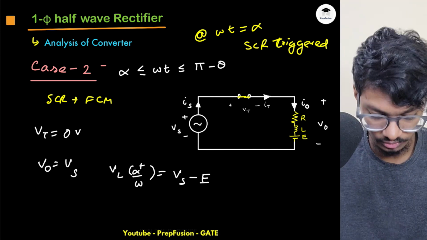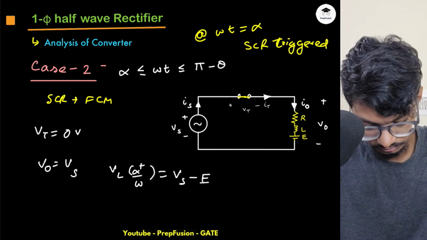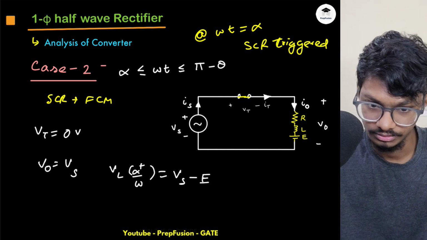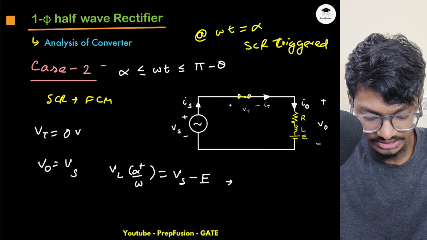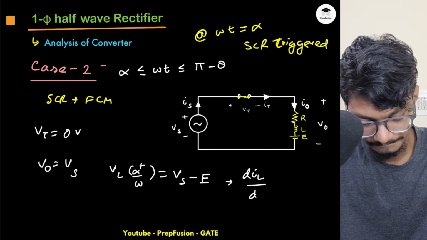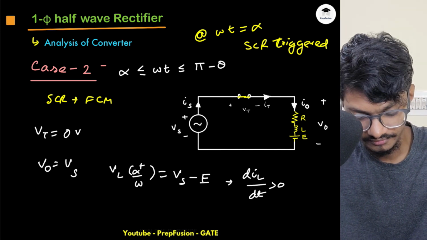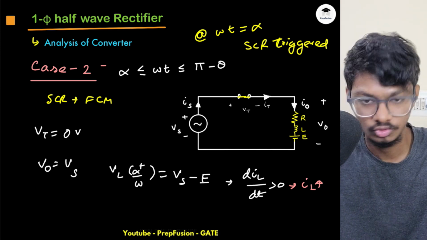Alpha by omega plus. Okay. Now what about this? Basically my inductor voltage is positive, that is my diL by dt is positive. That means my IL will increase. Okay, so slowly IL will increase.